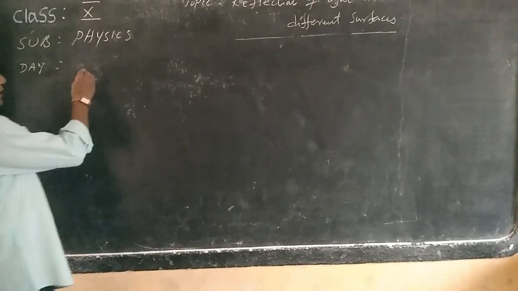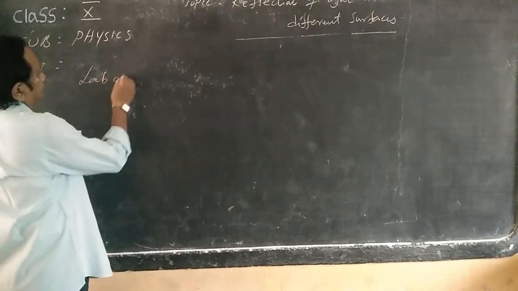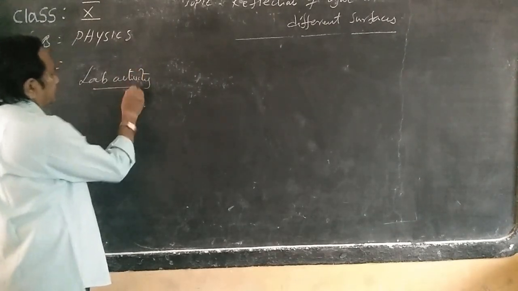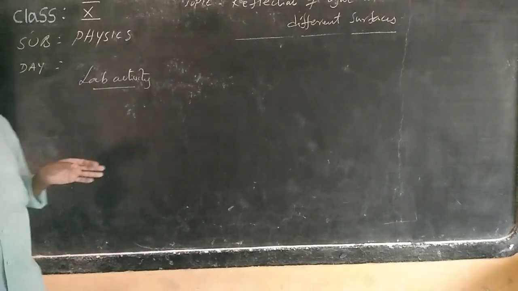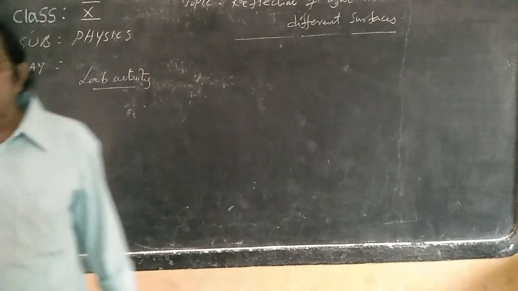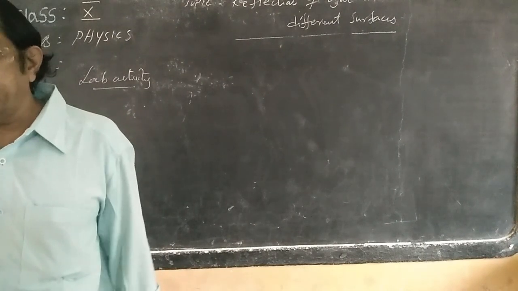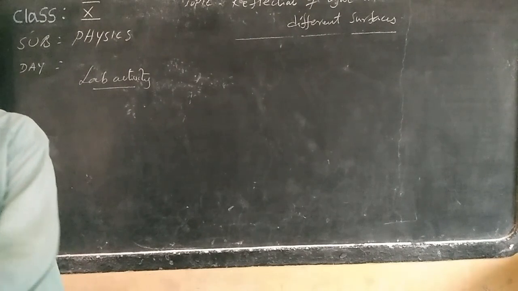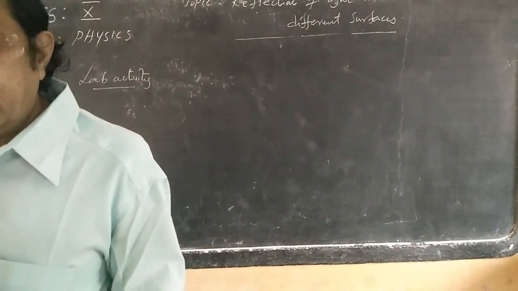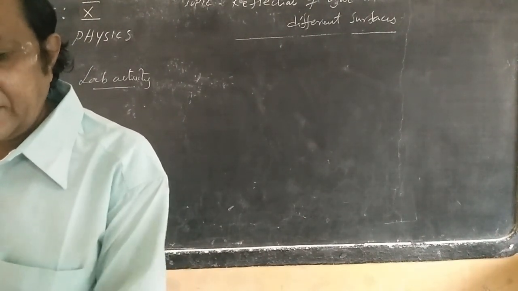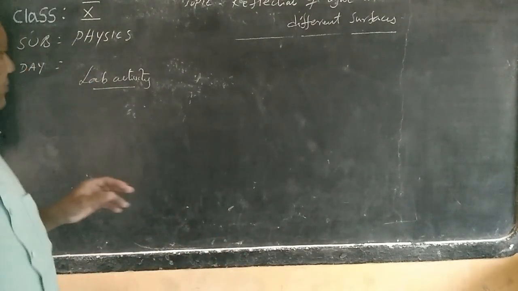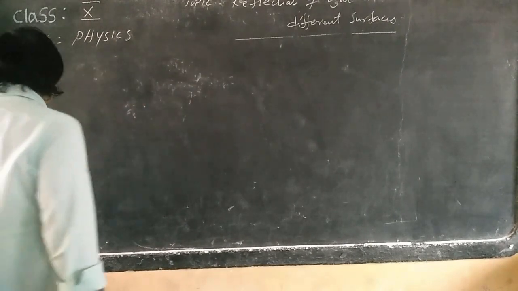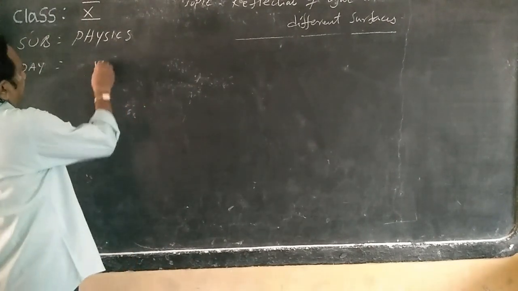Now, next we have to conduct another lab activity. In this activity, we have to find the object and image distances, that is, determination of object and image distances by a concave mirror. Here we have to use mirrors. Before conducting this experiment, we discuss some mirrors.